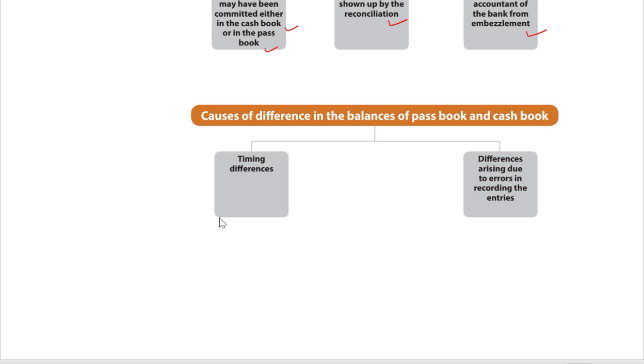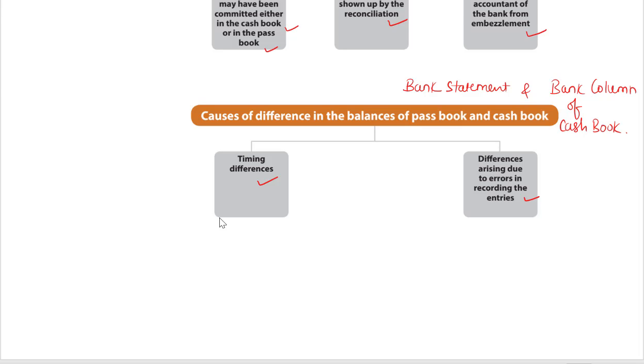Causes of difference between the bank passbook and cash book, that is the bank statement and bank column of the cash book. Timing differences and differences arising due to errors in recording the entries. Let me tell you, students, what timing differences are. Timing differences in the sense what?